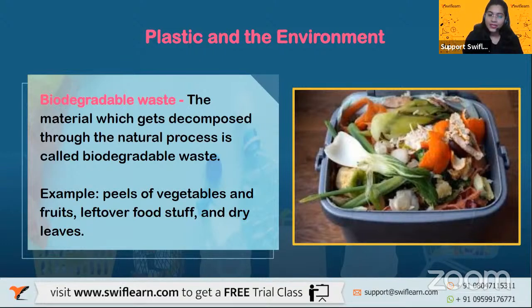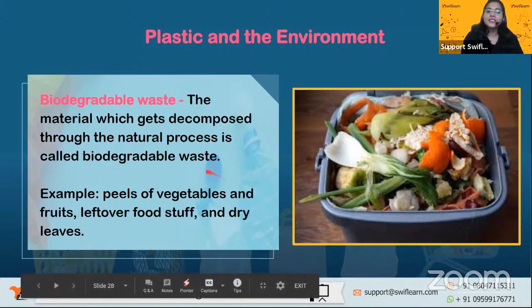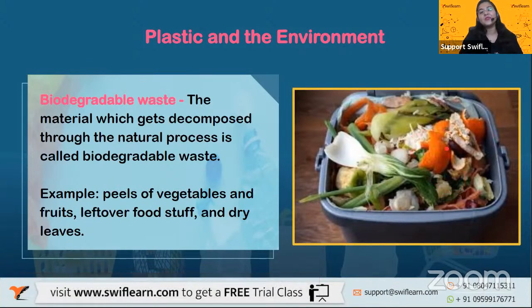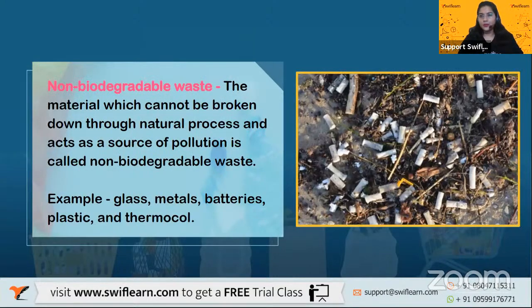Okay, so let us go for the definition now. The materials which get decomposed through the natural process are called the biodegradable waste. So these are the different examples. Already I have told you, these are the different examples of the biodegradable wastes, which we generally get from the plants and animal matters. Yeah, the organic wastes.